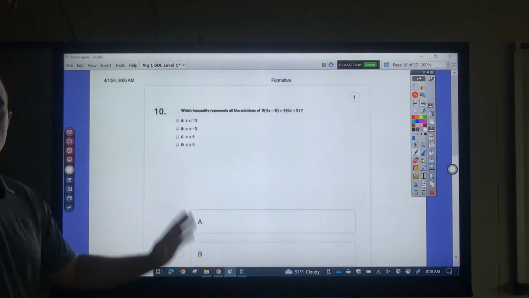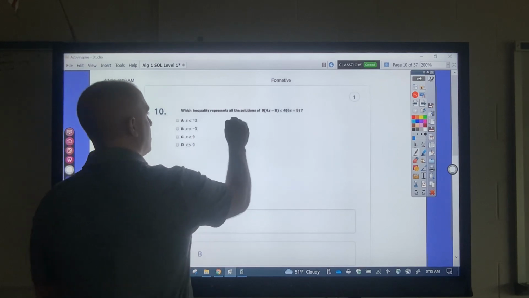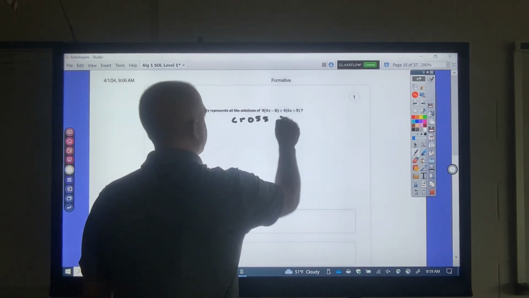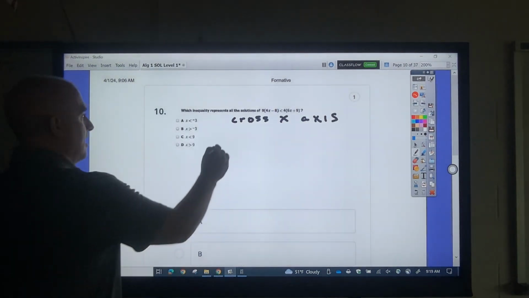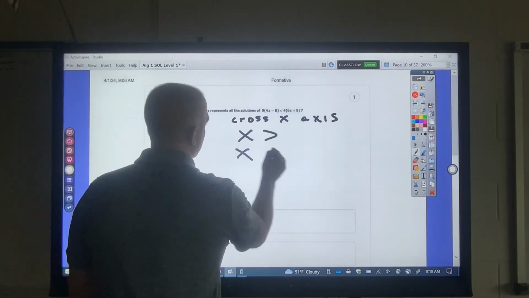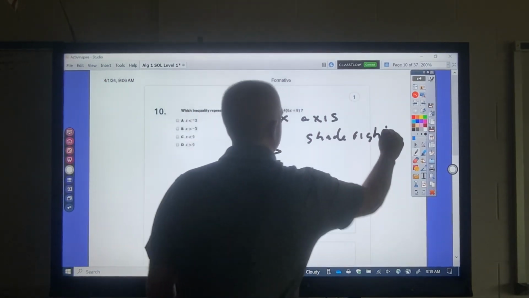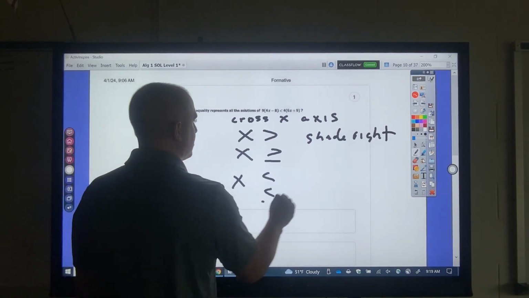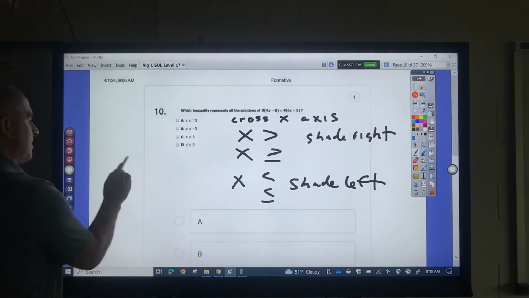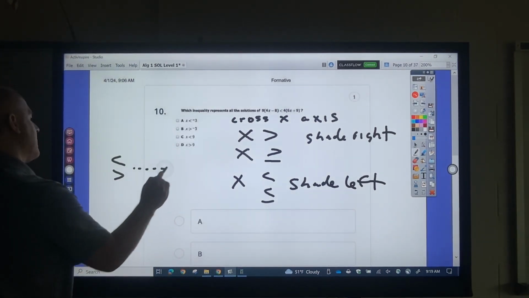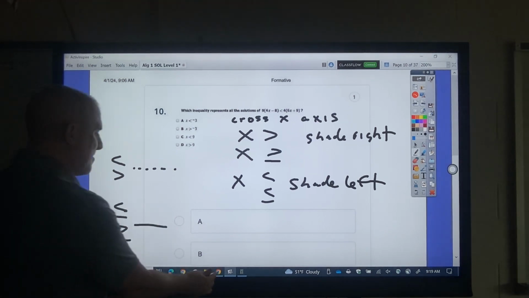Now, the inequalities are very similar. We're looking for where it crosses the x-axis. A couple things you have to understand. If x is greater than or greater than or equal to, it's going to be shaded on the right. If x is less than or equal to, it's going to be shaded on the left. Also have in mind that these two will create a dashed line, and these two create a solid line, but it's the same concept.